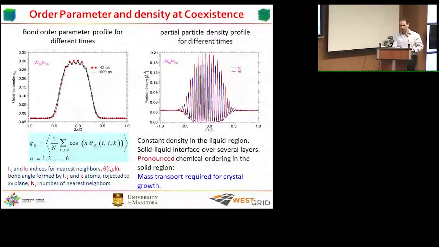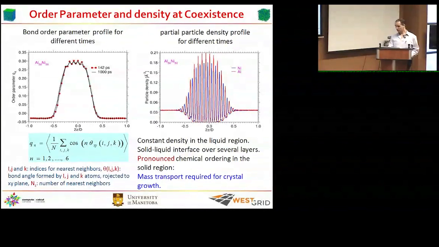Now, to understand more, we have to analyze the data. So the first analysis is this density profile. We see from this picture that we have constant density in the liquid, and these peaks represent the crystal.